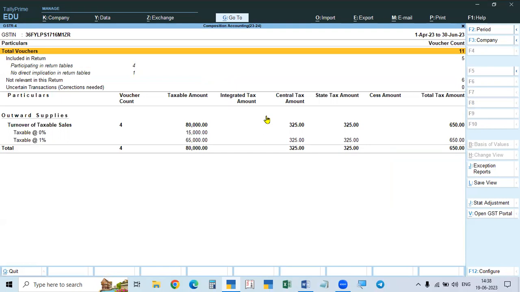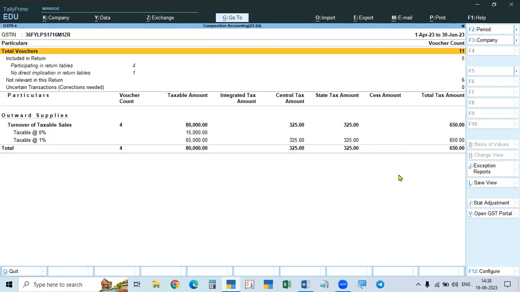After completing the year, in the next month, that is after completing March, April 18th is the last date for filing the CMP 08 for the March quarter. And month end, April 30, is the last date for filing the CMP 04 annual return. In the CMP 04, the total amount of all four CMP 08s we filed will automatically go to the GSTR.